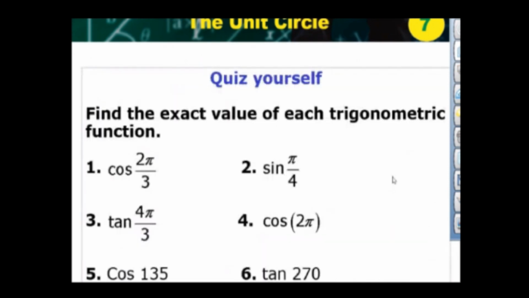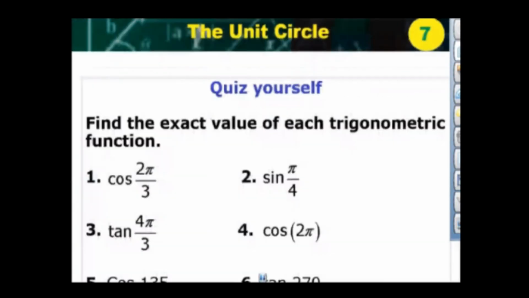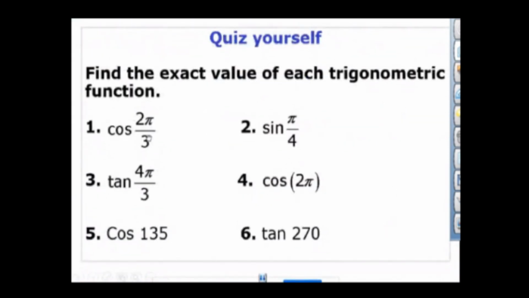So let's quiz ourselves here and see what's going on. Find the exact value of a trig function. Please do not use a calculator, obviously. Calculators give you an approximate, not exact value. So let's just start with this one. What is 2 pi over 3? If you guys remember, we've done something similar to this earlier. What is 2 pi over 3? In the chat, 2 pi over 3 would be how much? 120. Thank you.